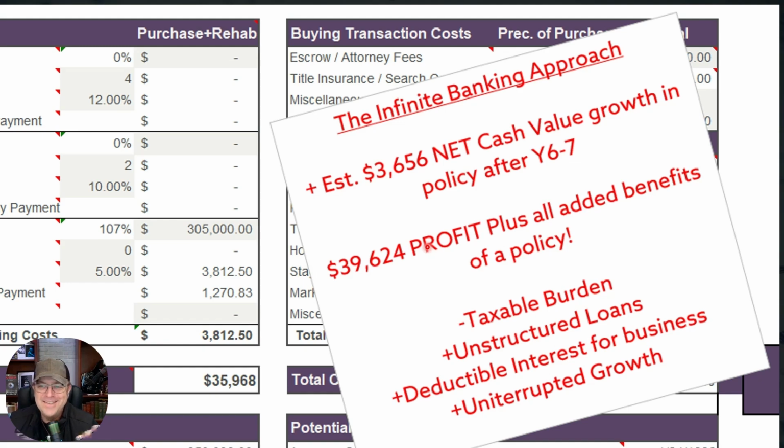You understand? You are your own banker. It's an unstructured loan. The insurance carrier is not asking for the money back. Why? Because they have collateralized your death benefit, so they don't care when you pay it back. They know you're good for it via the death benefit. Okay? Plus, there's things you can do like deduct the interest for business expenses, and you have the uninterrupted growth component inside of your policy throughout your life.